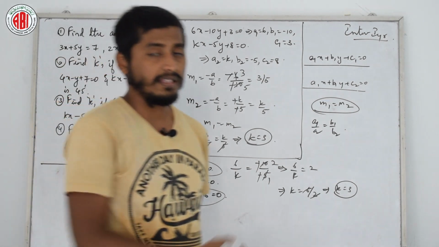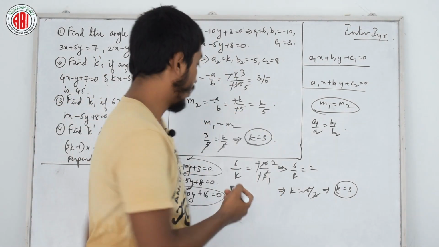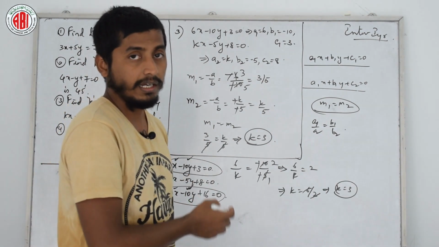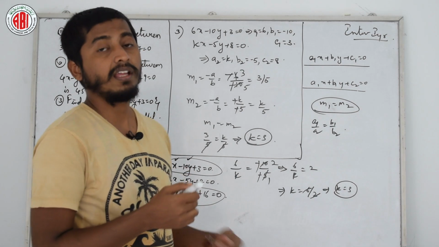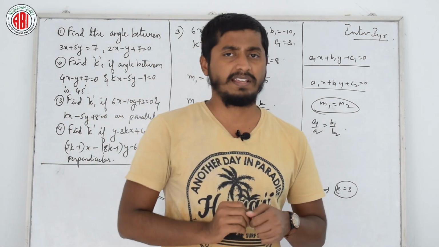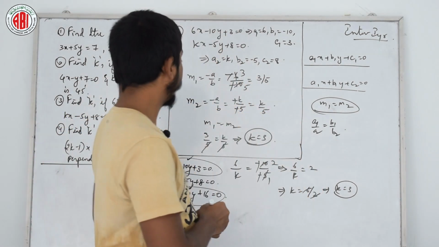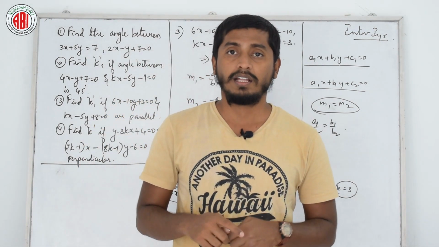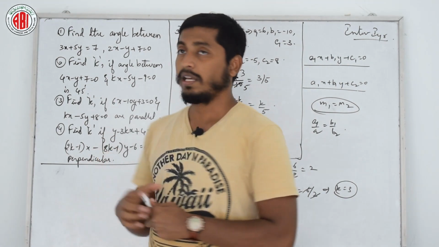Is it clear? This is how we solve these different kinds of equations. Right? This is how we can identify which are parallel lines. Is it clear? And we have discussed different kinds of parallel conditions. Right? Now let us solve the next problem.